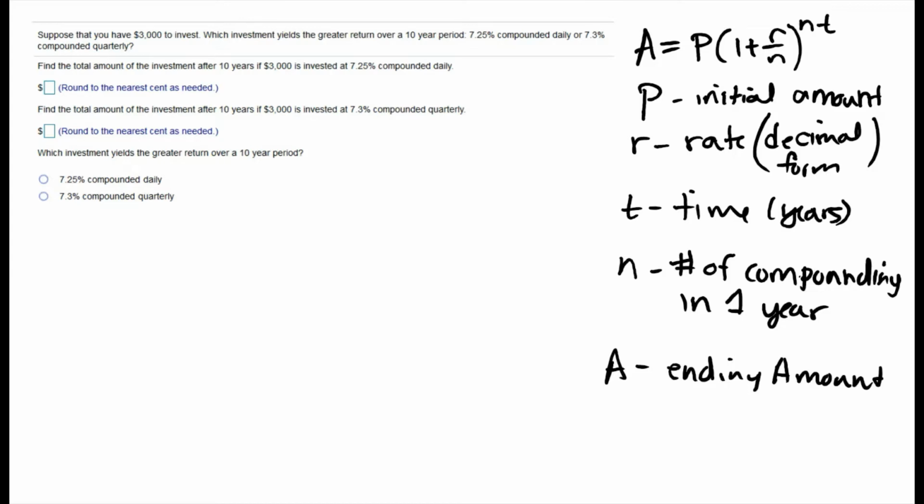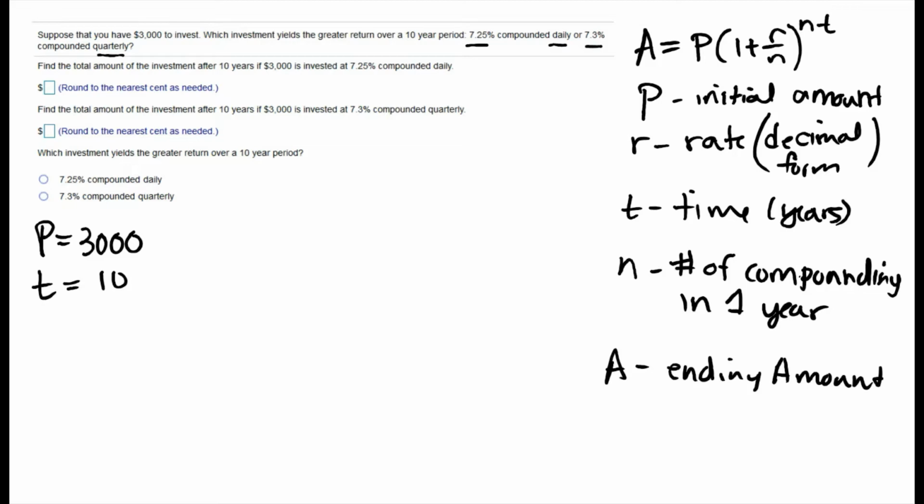So in this question, it says you have $3,000 to invest. That's going to be our principal or initial amount of money. And it's over a 10-year period, so our time is 10 years. And we have two options. We have 7.25 compounded daily or 7.3 compounded quarterly.